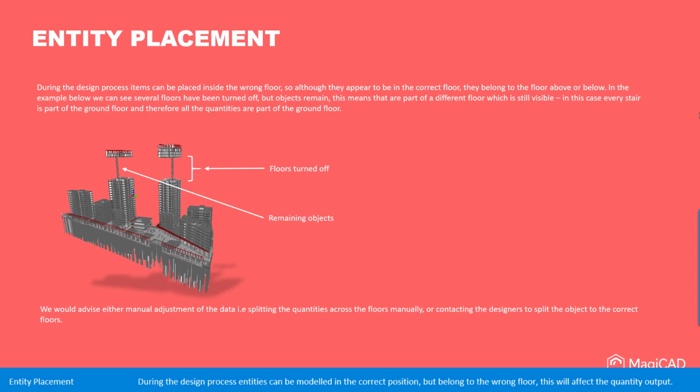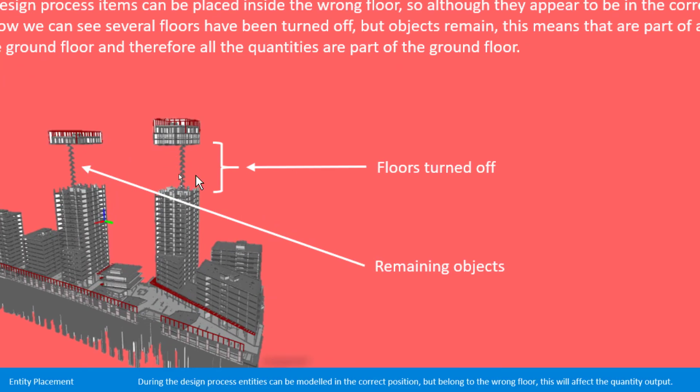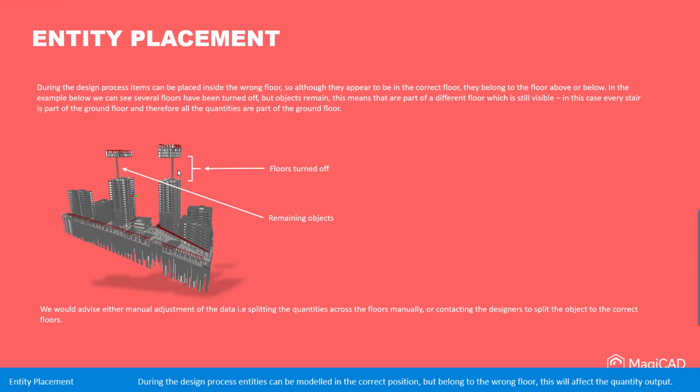Now, aside from the wall example I was giving you, you can see in this example we have staircases that we're taking a look at. During the design process, items can be placed inside the wrong floor. Although they appear to be on the correct floor, they belong to the floors above or below. In the example below, we can see several floors have been turned off, but you can still see the staircases here. This means that part of a different floor is still visible.